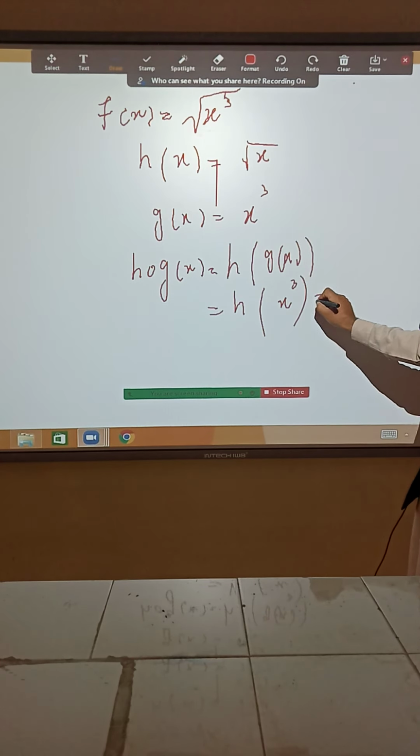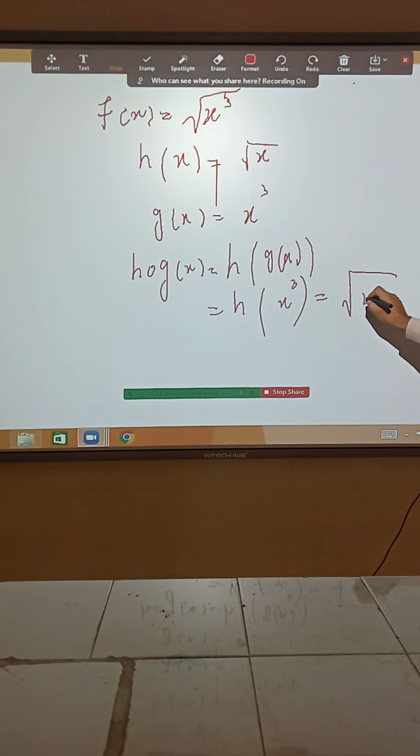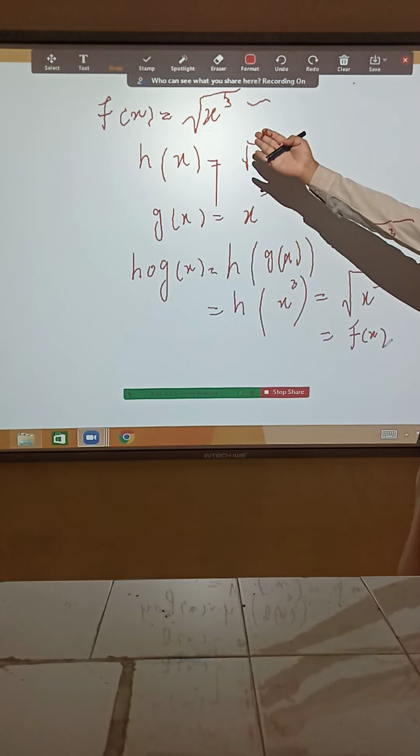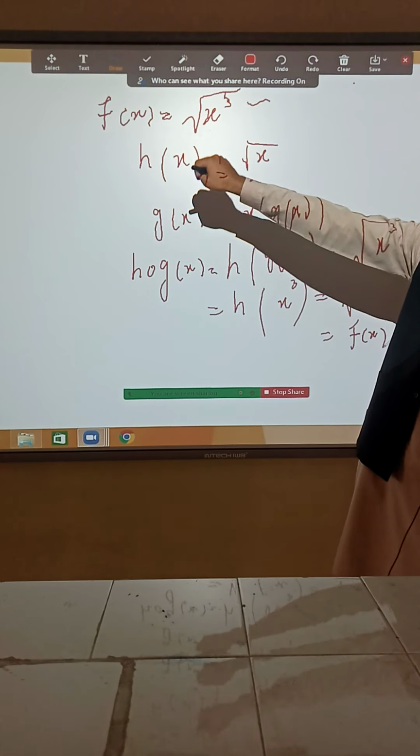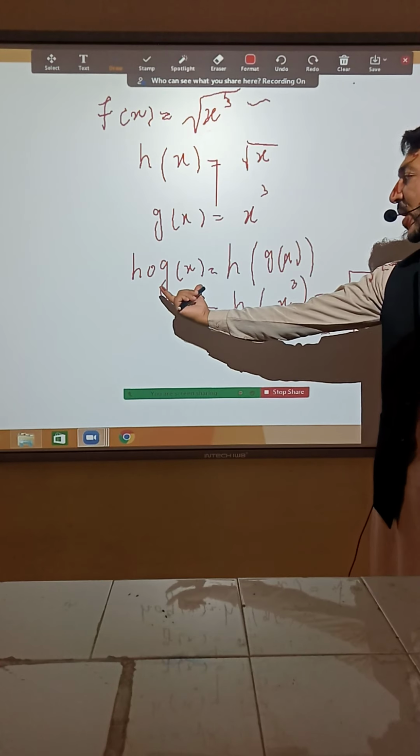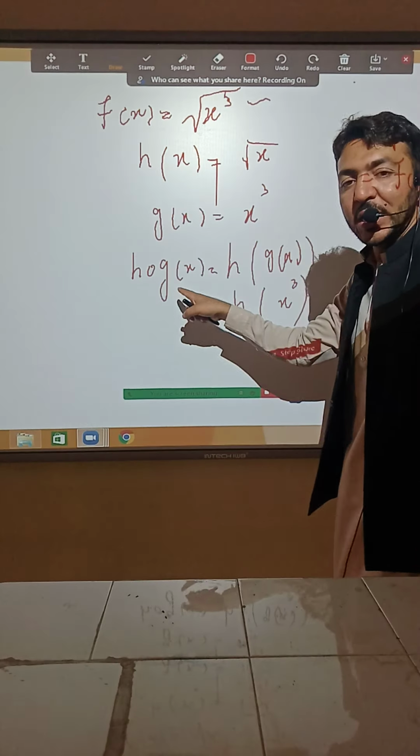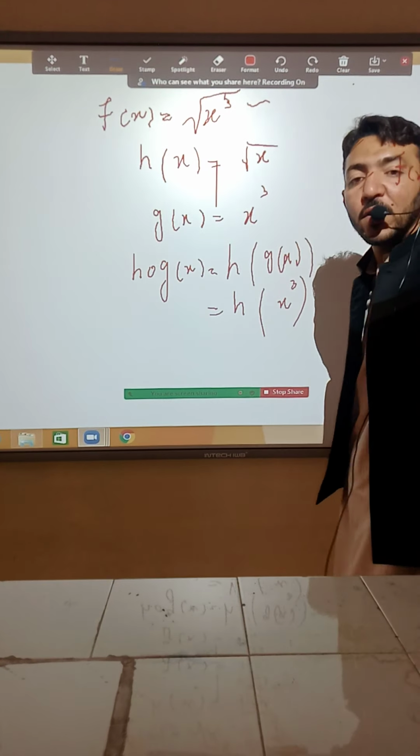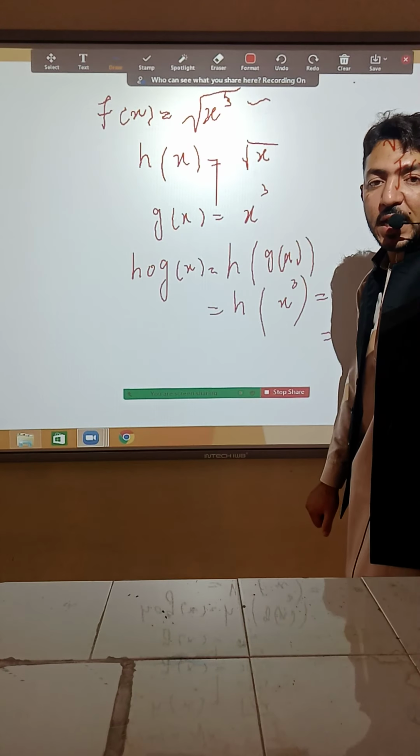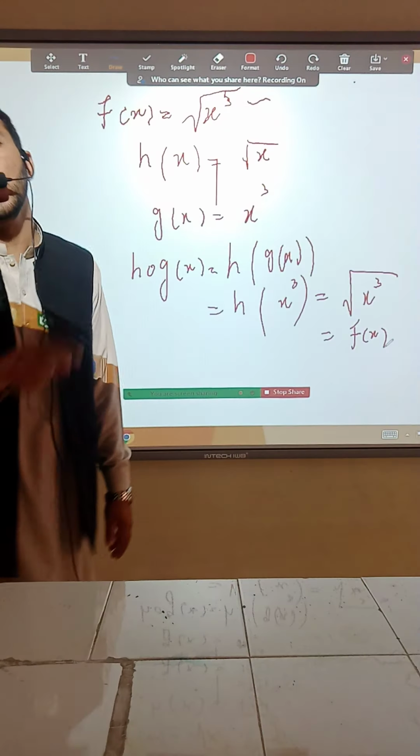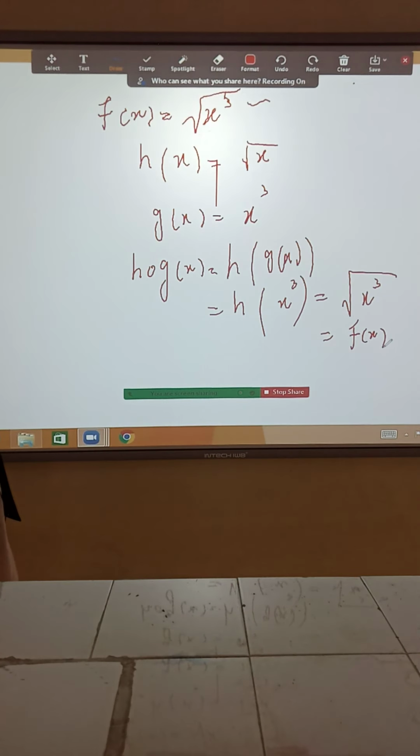So this will be equal to the square root of x cube, and you see that the square root of x cube is actually the function f of x. You clearly see that this single function is a composite function, because it is made from the composition of two functions h and g. अगर आप h और g का कंपोजिशन ले लें तो आपके पास f of x आ रहा है, तो इसको आप कंपोजिट फंक्शन कह सकते हैं. कंपोजिट फंक्शन वो फंक्शन होता है जिसके डोमेन में दूसरा फंक्शन मौजूद हो, सो वो कहलाता है कंपोजिट फंक्शन.